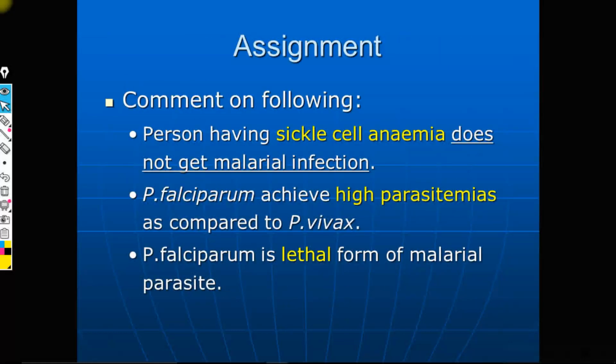And with this we also complete today's lecture. In the next lecture we will start directly with the classification.